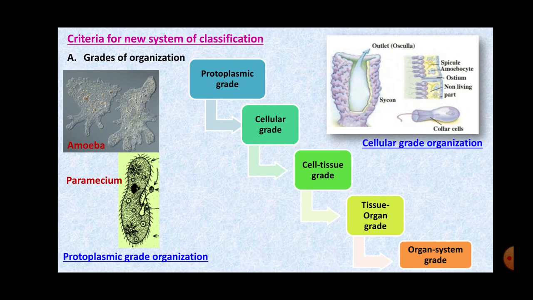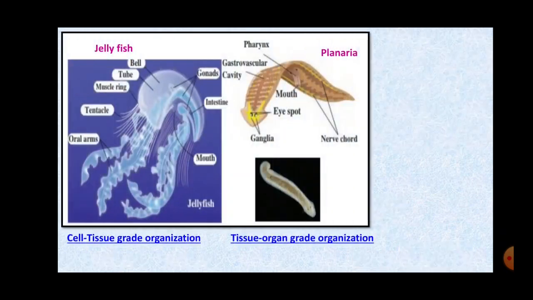Then we come to the next grade higher, cell tissue grade organization. Here the tissues are formed, the cells come together to form a group of tissues wherein they will be performing the functions of the body. So those animals are grouped under cell tissue grade organization. Your example is phylum Cnidaria, and jellyfish is one of the organisms.